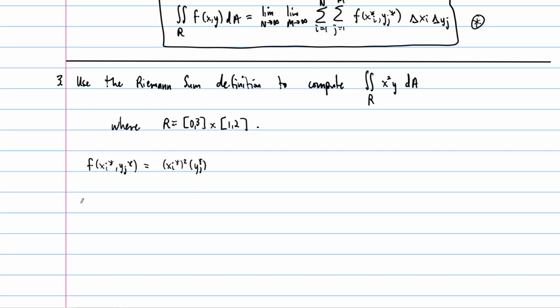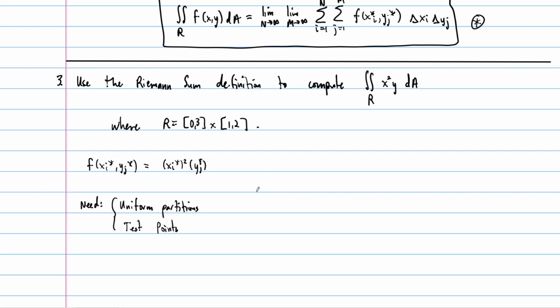So what do we need, right? We need a couple of things. We need our partition. Let's say we're going to choose uniform partitions. And then we need our test points, right? We need our test points. And then we'll be able to plug in and hopefully compute the limits as well. All right, so let's see how this goes.